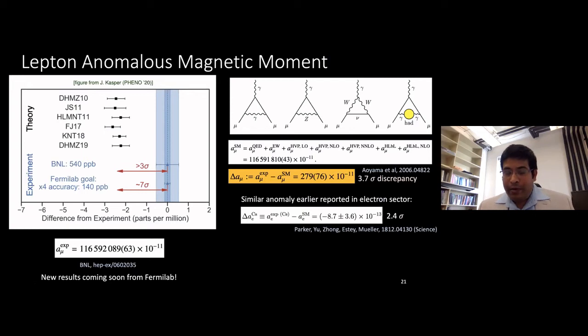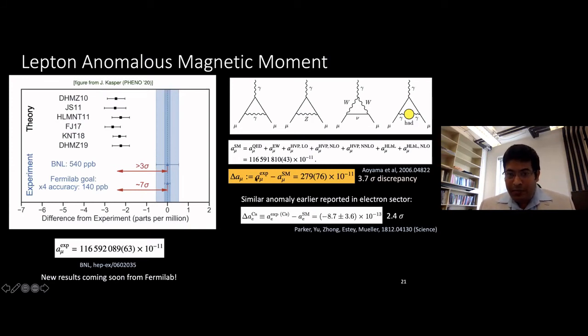Yeah, there is a recent development in a related sector. I think 2-3 years ago, a similar anomaly was also reported in the electron sector, for the electron g minus 2. This is coming from the comparison of the standard model prediction with the measurement of the fine structure constant using cesium atoms. There they found some discrepancy between the experimental result and the standard model, which turns out to be something like 2.4 sigma significant.